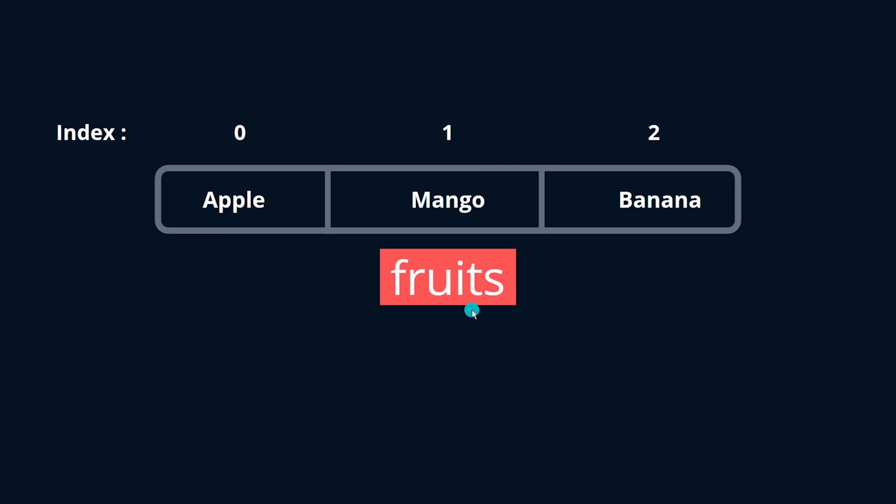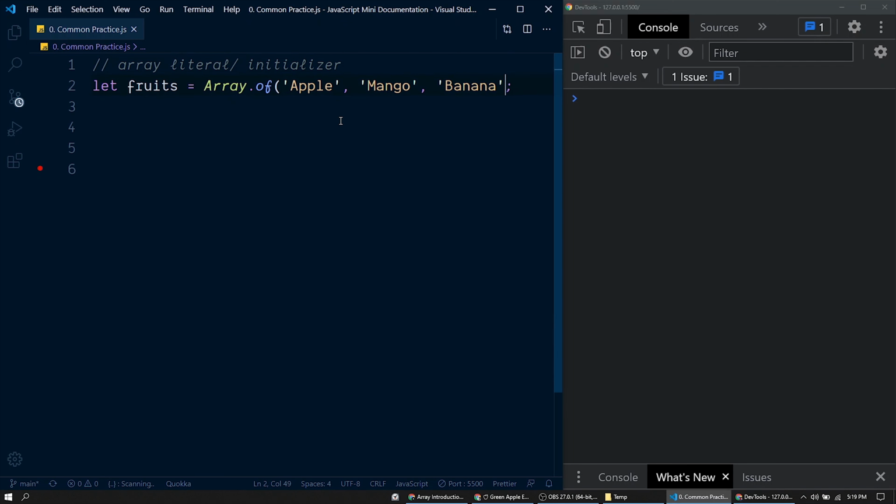So this array name fruits is referring to the whole array here. In order to access elements within it, we have to use index along with this array name fruits. Let's check that here. So I will just recreate the array here. So here we have the array fruits.